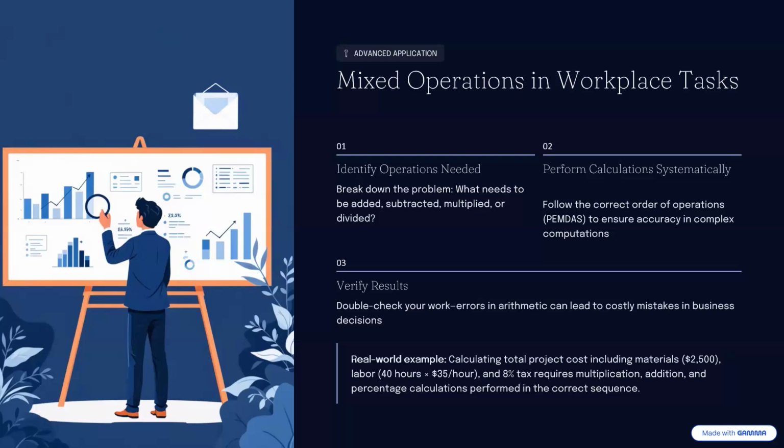And the third step is that when you finish, double check your work to make sure that there are no errors in arithmetic, because when you make errors in arithmetic, it will lead to costly mistakes when we are making decisions in business. And then they will start calling you somebody who does not pay attention to details.